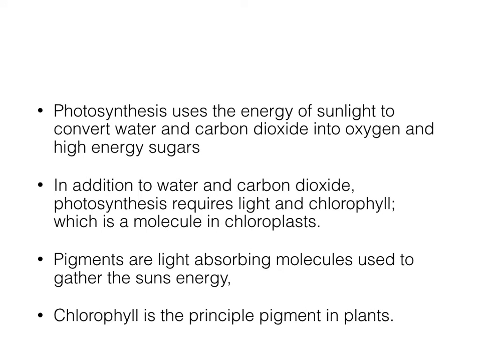Photosynthesis uses the energy of sunlight to convert water and carbon dioxide into oxygen and high energy sugars. In addition to water and carbon dioxide, photosynthesis requires light and chlorophyll, which is a molecule in chloroplasts. Pigments are light-absorbing molecules used to gather the sun's energy, and chlorophyll is the principal pigment in plants.